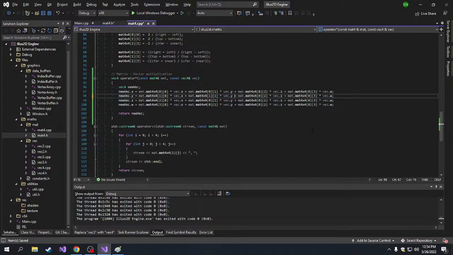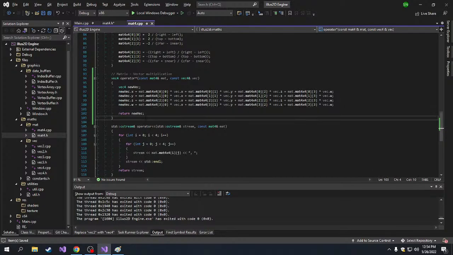So 1, 1, 1. So 2, 2, 2, 2. 3 is gonna have 3 in here, 3 in here, 3. Okay, cool. That's pretty much it. That's pretty much our matrix version 1.